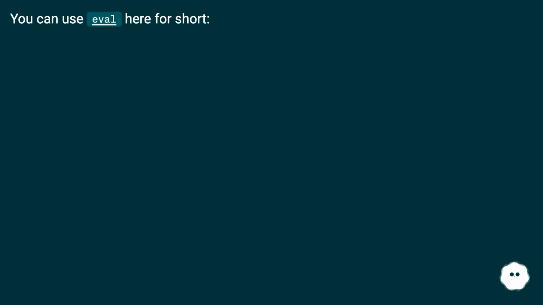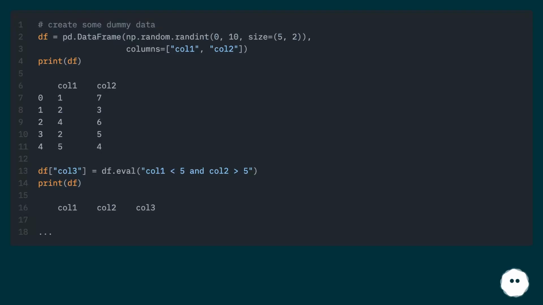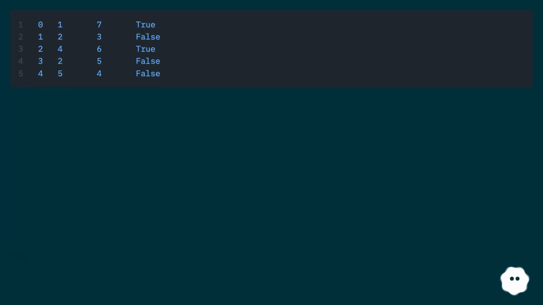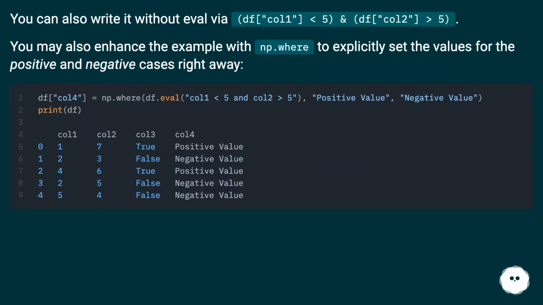You can use eval here for short. You can also write it without eval via df.col1 is lower than 5 and df.col2 is greater than 5. You may also enhance the example with np.where to explicitly set the values for the positive and negative cases right away.